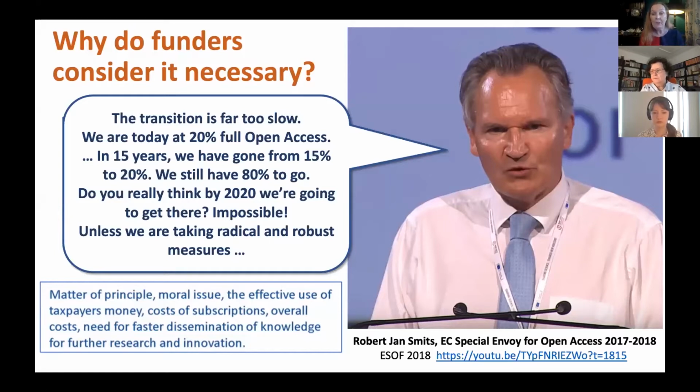However, as Robert Jan points out here, he said we only went from 15% to 20% in 15 years. That's despite all of the encouragements and the rewards and the carrots and the sticks and everything else. We still have 80% to go. He says, do you really think by 2020 we're going to get there? Impossible, unless we take radical and robust measures, and that's where Plan S comes in.